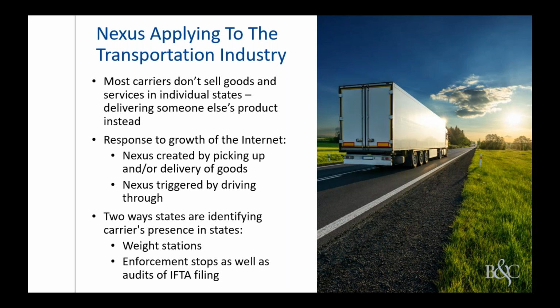Two ways states are identifying carrier presence in states are through weigh stations and enforcement stops, as well as audits of International Fuel Tax Agreement filings. Often a state will send a business questionnaire to a carrier if a truck is stopped at a weigh station or enforcement stop to determine if they have Nexus, or they will review the International Fuel Tax Agreement report to see the physical presence the carriers have in the state.